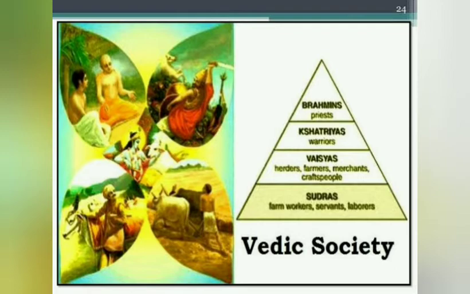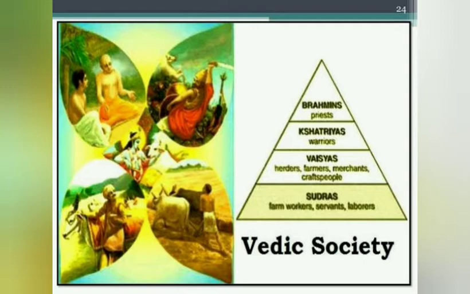The first class of the society was Brahmins. They were learned and they learned Vedas, they performed religious ceremonies and taught the people. The next class was Kshatriyas. They were the ruling and warrior class. Their function was to govern and defend their land. And the third group was Vaishyas, whose occupations were agriculture, cattle rearing, and trade.